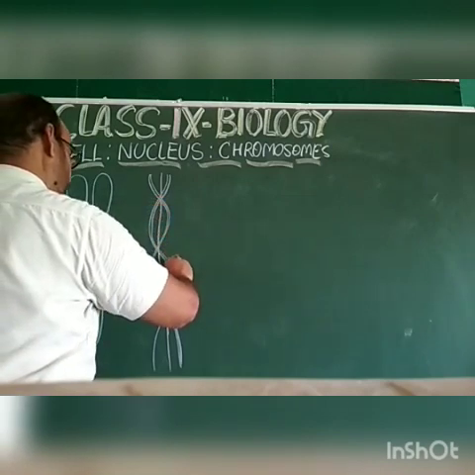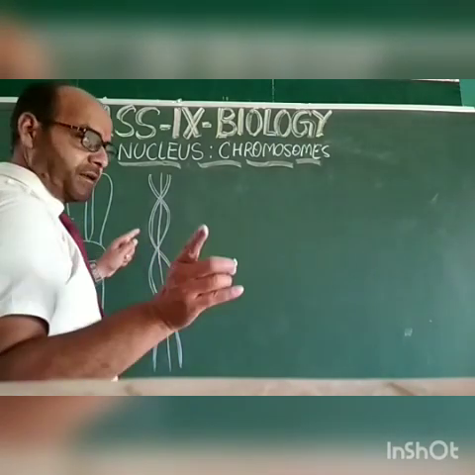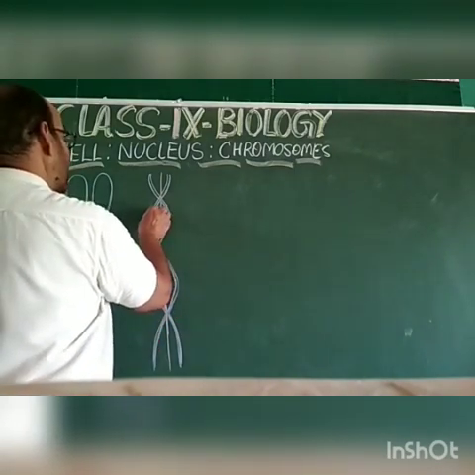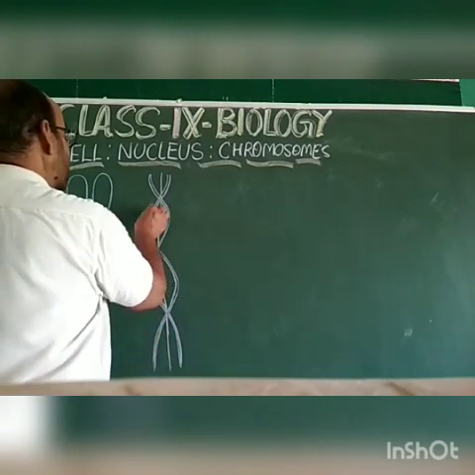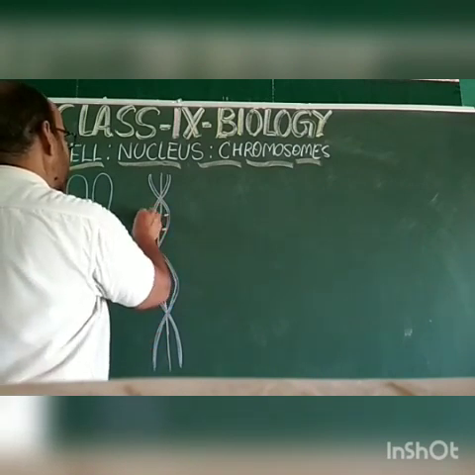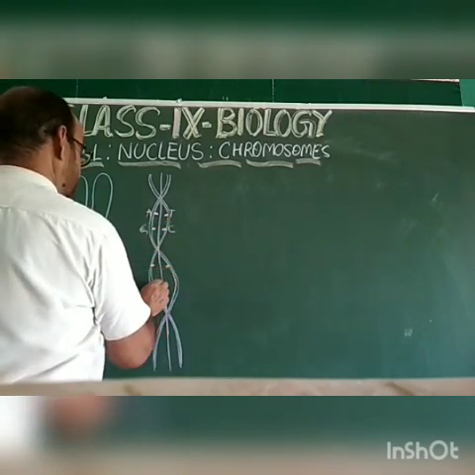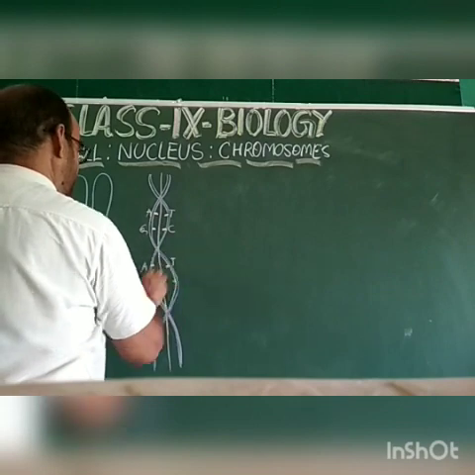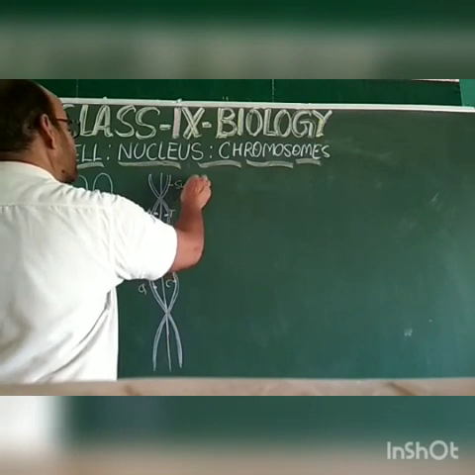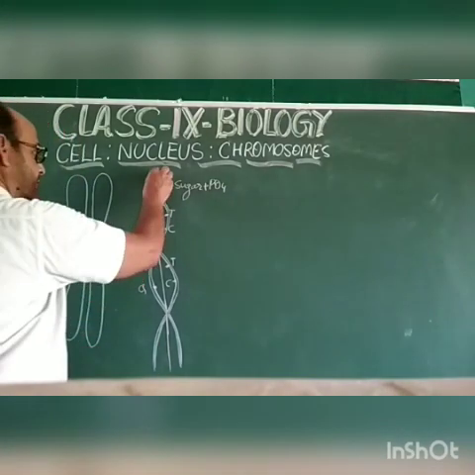This DNA, when packed into groups, since DNA has a length of 2 meters, has nitrogenous bases like A, T, G, C, and this is sugar plus phosphate, PO4. This is called the axis.